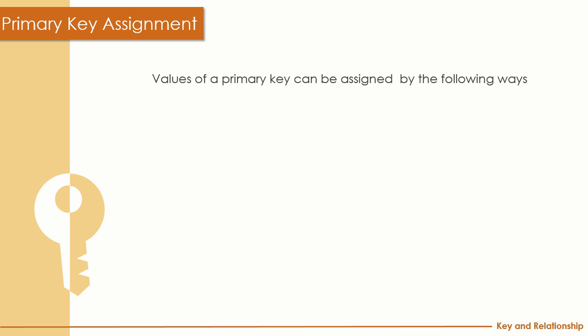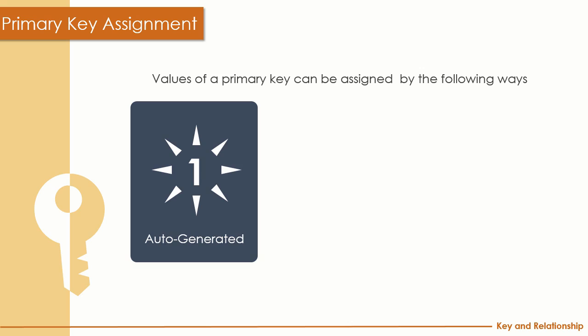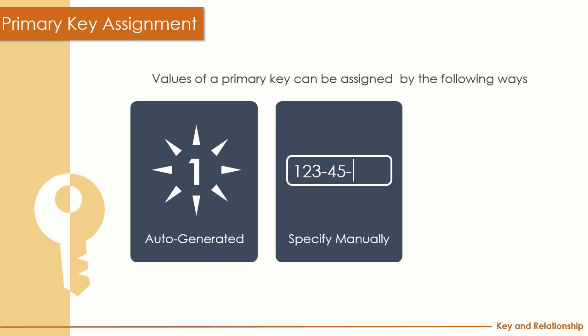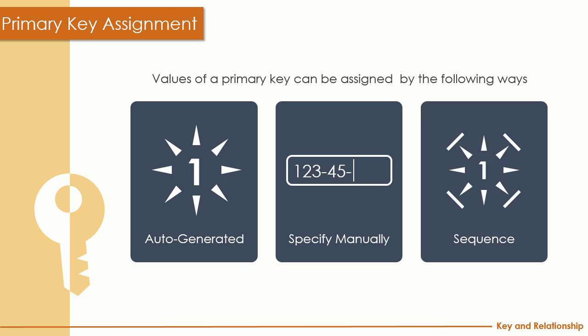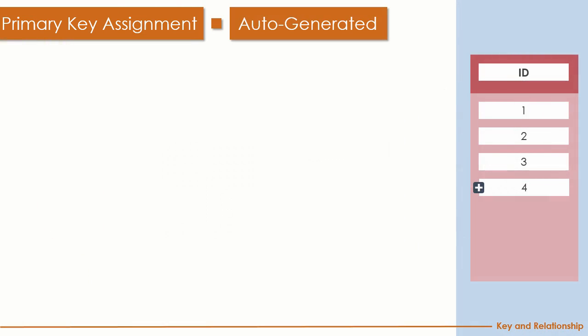Regarding the primary key, we also need to think about how to assign the value to the primary key. Basically, there are three popular approaches. You can use a computer-generated ID. You can specify the ID by your program manually, or you can use a sequence. Let's take a look at each.